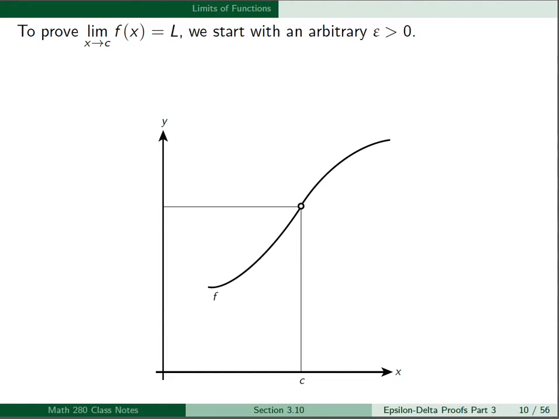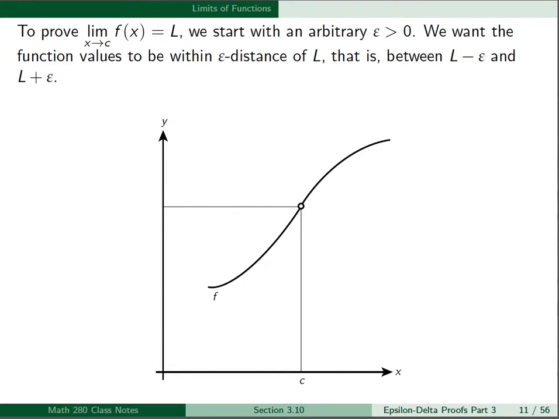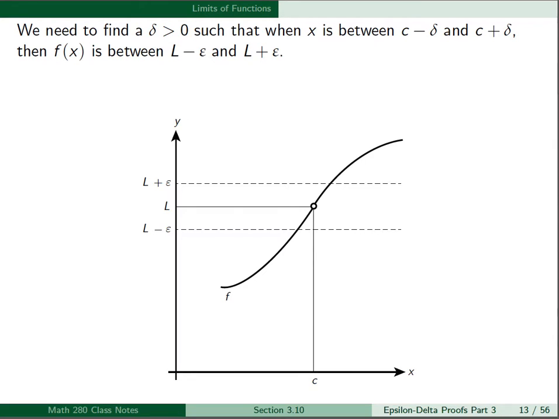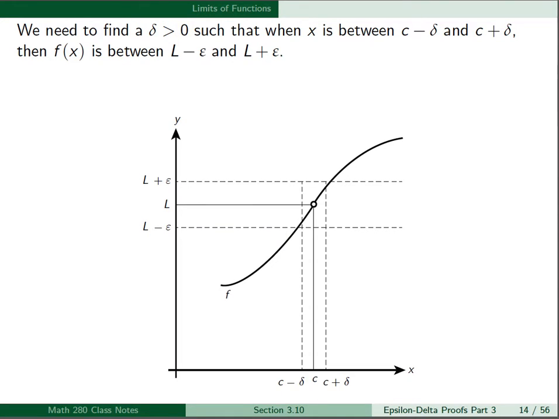To prove the limit as x approaches c of f of x equals L, we start with an arbitrary epsilon greater than 0. We want the function values to be within epsilon distance of L, that is, between L minus epsilon and L plus epsilon. So between the two horizontal lines shown in the diagram, we need to find a delta greater than 0 such that when x is between c minus delta and c plus delta, then f of x is between L minus epsilon and L plus epsilon. So we want our x to be between the two vertical lines at c minus delta and c plus delta shown in the diagram.